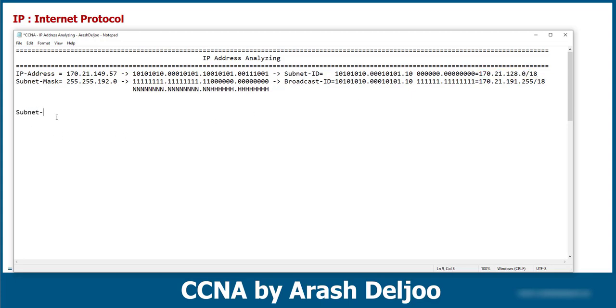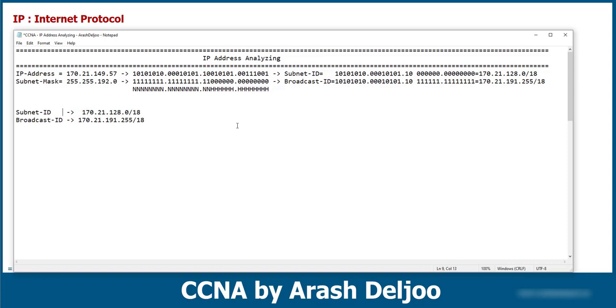Let me write here. This is the resident subnet ID. The subnet ID for this IP is 170.21.128.0/18. This is the subnet ID. Let me write here, and this is the broadcast address or broadcast ID: 170, again 21, 191.255/18. Now we have found the subnet ID and also the broadcast ID.